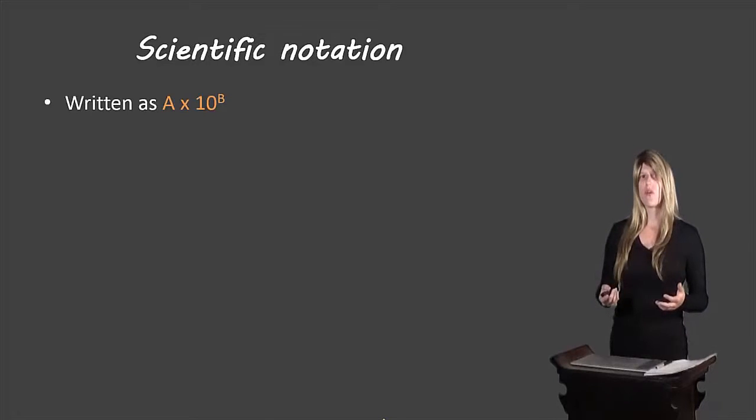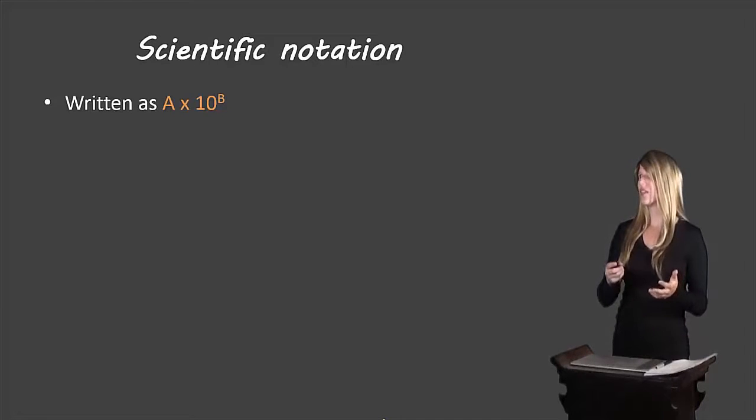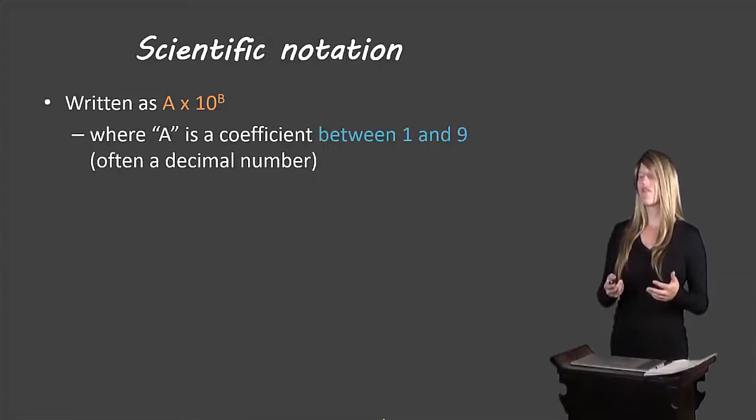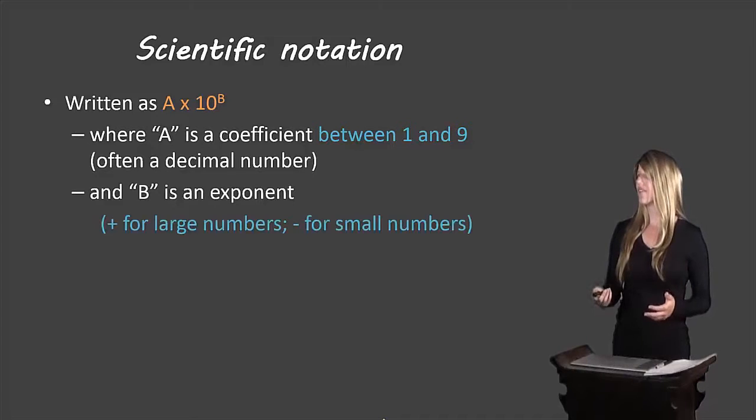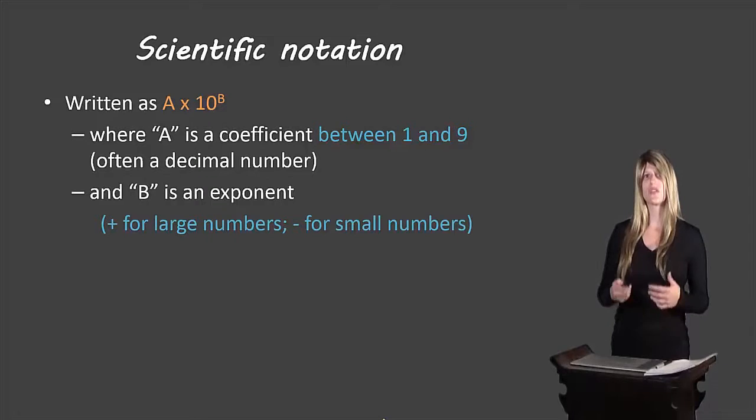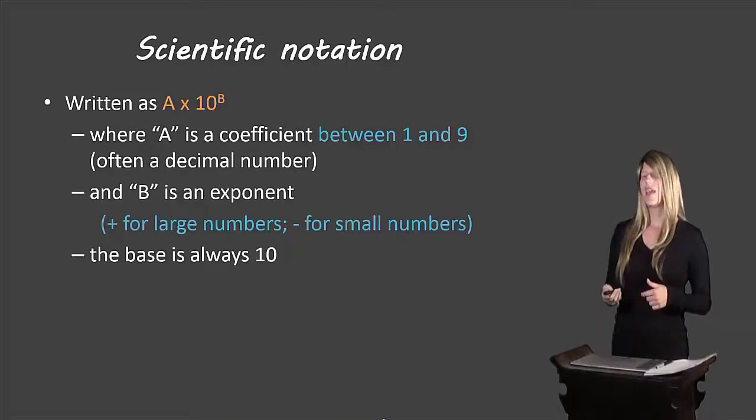Well, it's written in the form of a, which is a coefficient, times 10 to the power of b. So a is a coefficient between 1 and 9, and often it's a decimal number. b is an exponent, and it's positive for large numbers and negative for small numbers. So you know whether you're dealing with a large or small number based on the sign of the exponent. And the base is always 10, so it's always a times 10 to the power of b.